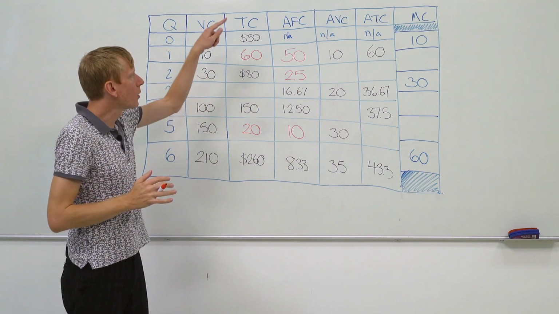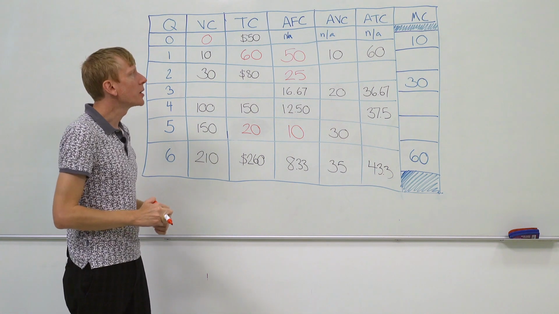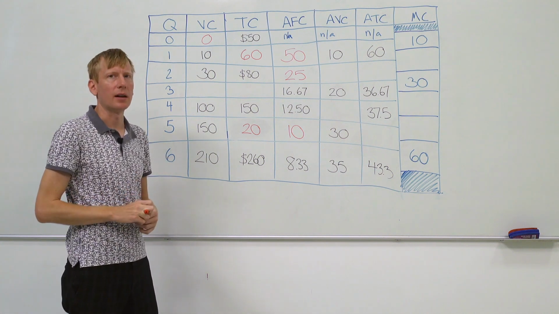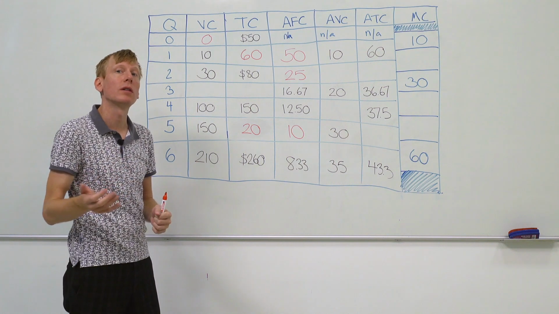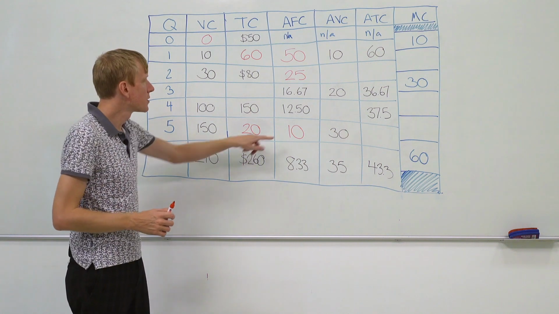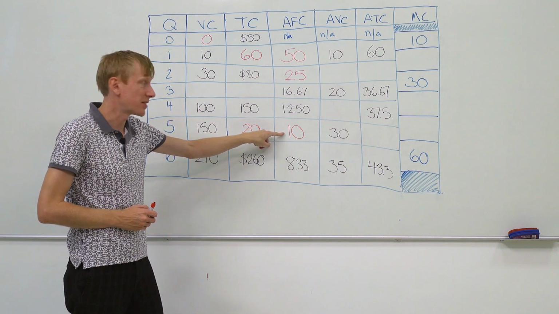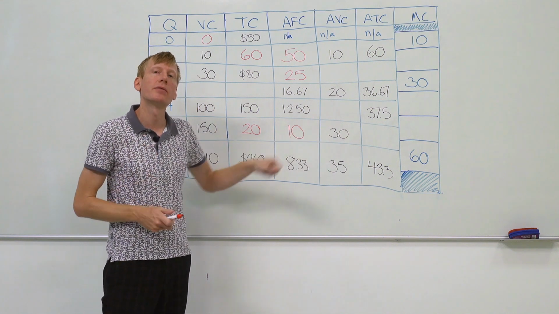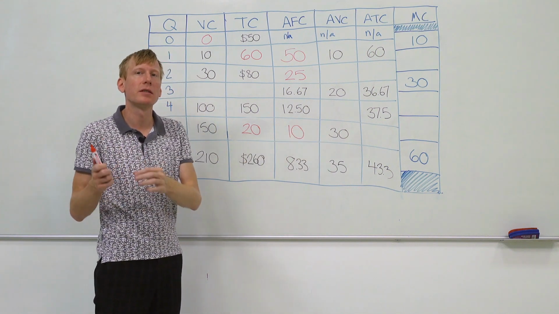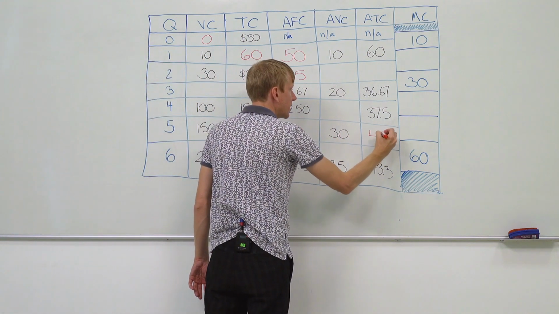Now, if we know our average fixed cost, and we know our average variable cost, we can add those two together to get our average total cost. So right here, for a quantity of 5, we have an average fixed cost of 10, an average variable cost of 30, so we should have an average total cost of 10 plus 30, or 40. Plug that value in right here.